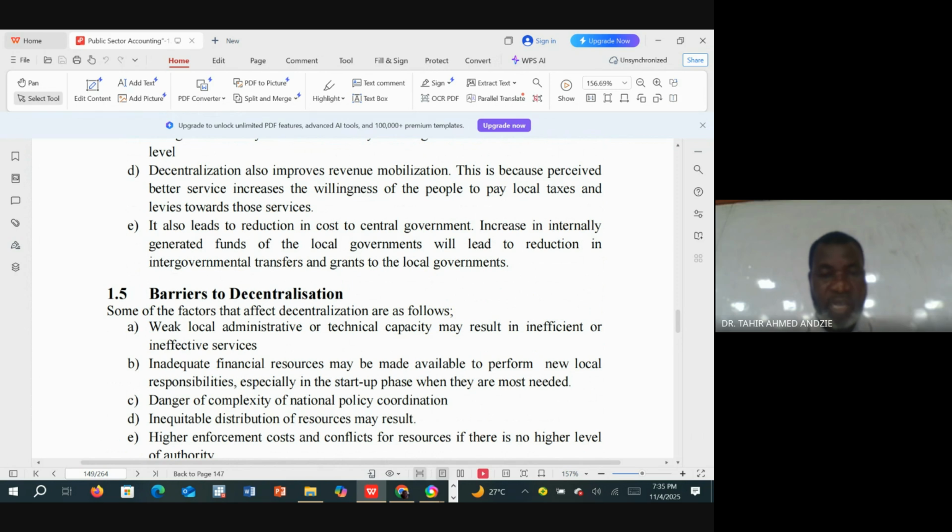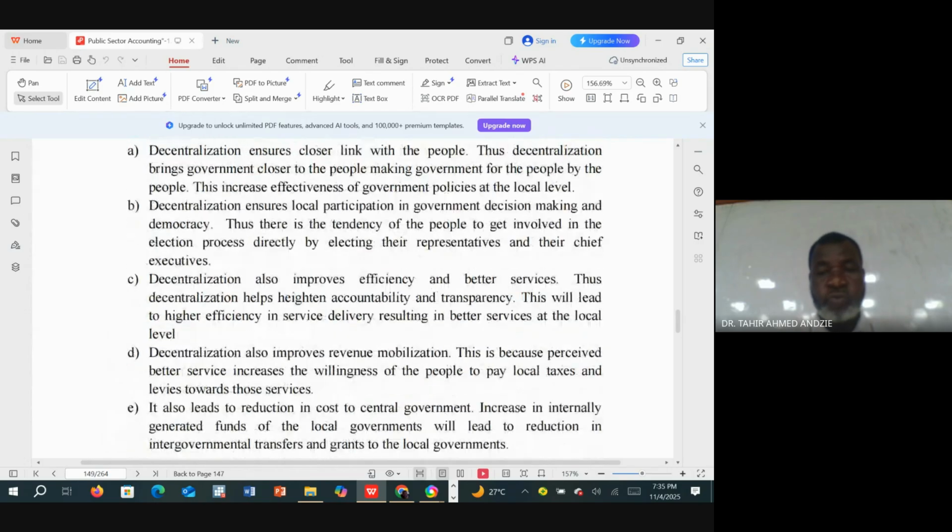Everything will have to come from the central government, and that will be a serious cost to the national central government. So we are saying that because this assembly is able to generate internally generated funds to support its activities, what will be transferred from the central government might be reduced, and therefore reduces the cost to the central government.